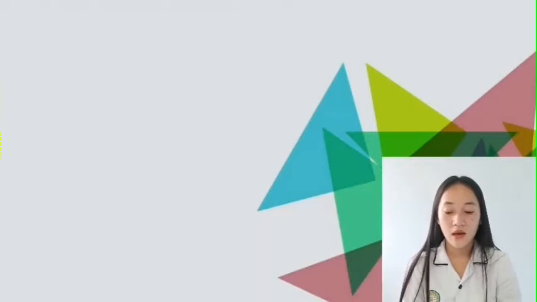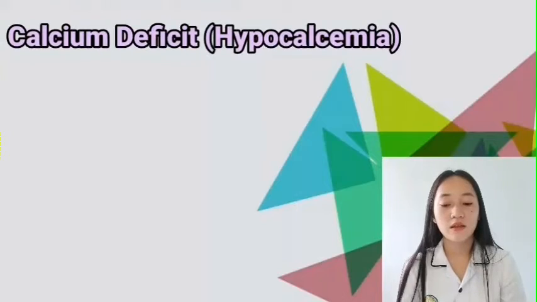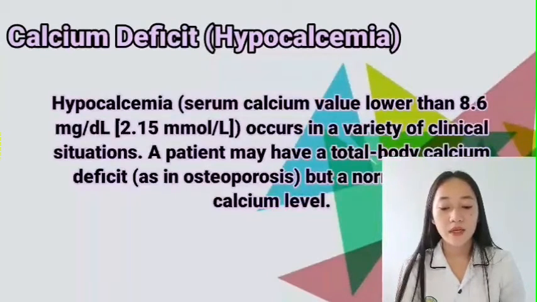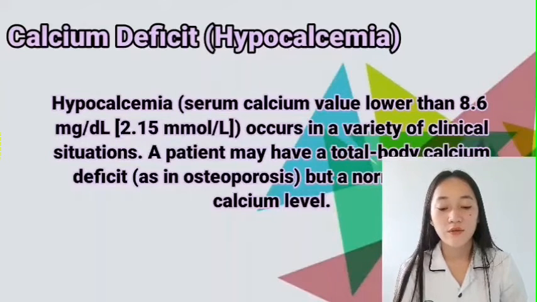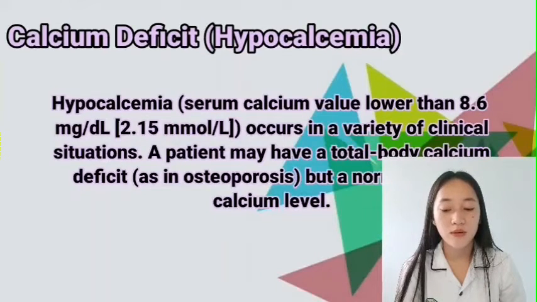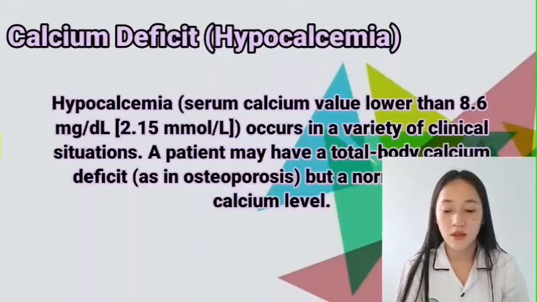Then the calcium deficit, hypocalcemia. Hypocalcemia is a serum calcium value lower than 8.6 mg/dL, and it occurs in a variety of clinical situations. A patient may have a total body calcium deficit, as in osteoporosis, but a normal serum calcium level.